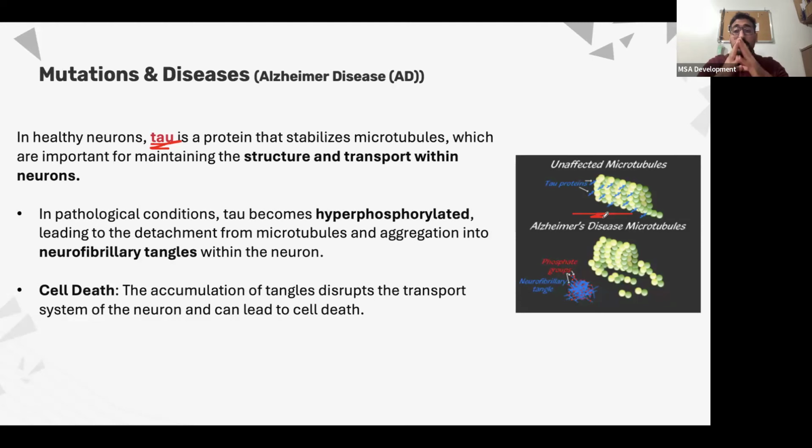Now, under certain conditions, tau will be hyperphosphorylated, okay? And will get detached from the microtubules and deposited inside the cell, and aggregates inside the cell, forming something called neurofibrillary tangles. Okay? So, tau protein and microtubules normally are bound to each other. Tau protein is very important for the stabilization of those microtubules. Certain conditions, stressors come. This will lead to the detachment of tau protein. Tau protein is now detached. It will aggregate inside the cell, forming something called neurofibrillary tangles.